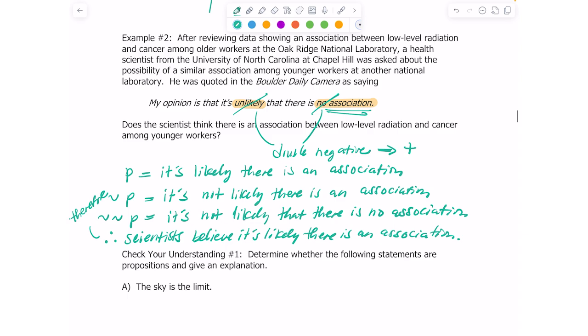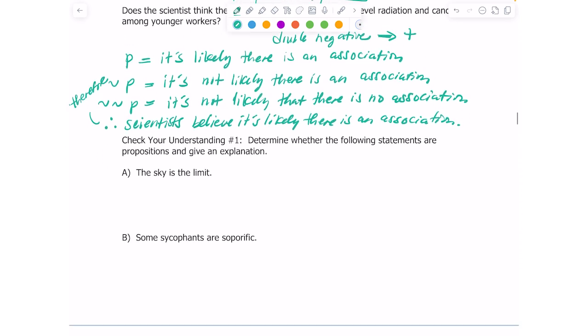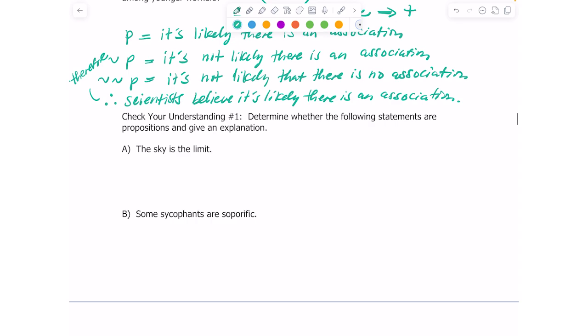Here's a couple problems I'd like for you to try on your own, and all you're doing is determining whether the statements are propositions. So remember, they need to be a complete sentence, and they need to assert or deny something, and then give an explanation for why you think that.